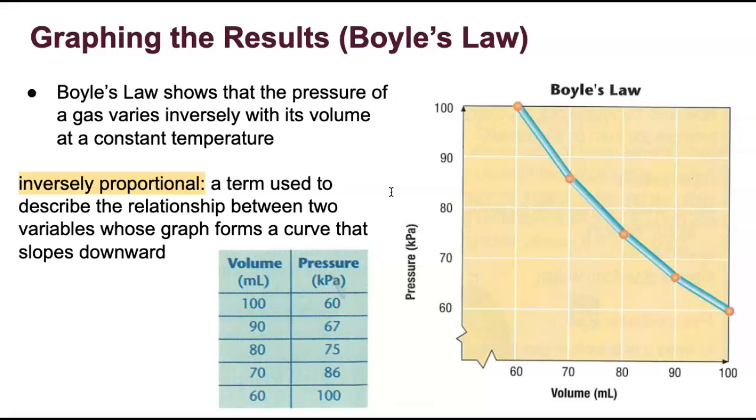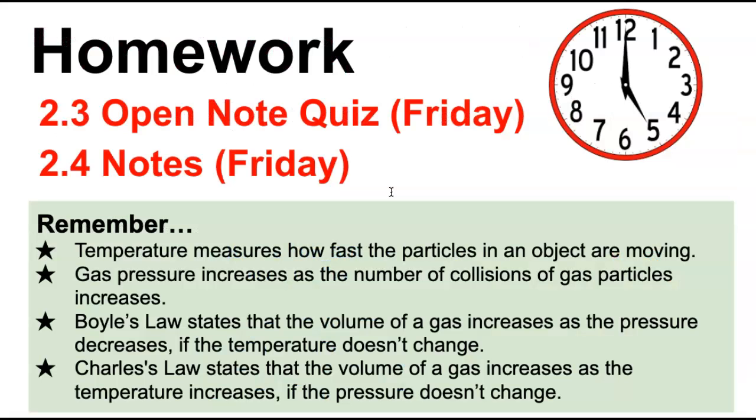So Boyle's law, if we look at the graph, shows that the pressure of a gas varies inversely, or is inversely proportional, with its volume when we're dealing with a situation where there's a constant temperature. So inversely proportional, again, is a term used to describe the relationship between two variables where they're basically opposite of one another. And you're going to notice an inversely proportional relationship on a graph when you have a line like the one you see here. The graph is going to form a curve, and that curve slopes downward.